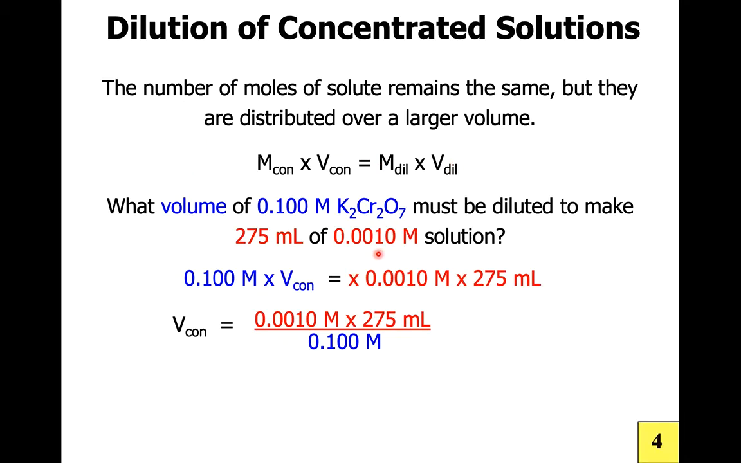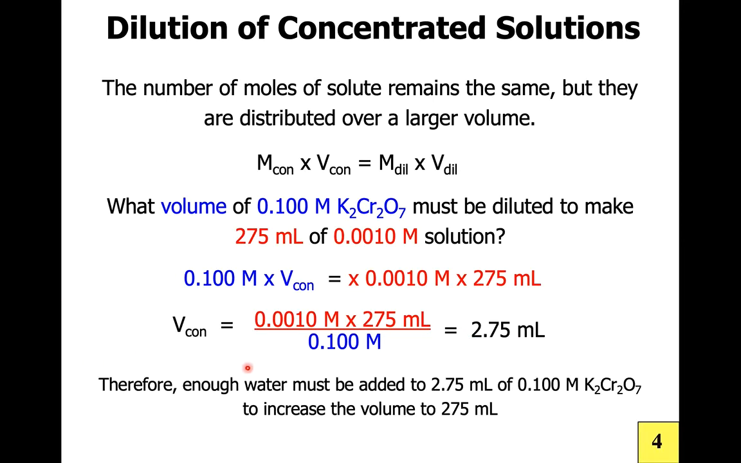So we just take and put our pieces of our problem in here now, and if we cancel our units, molarity and molarity cancels, and we get a volume unit out, 2.75 milliliters. Therefore, enough water must be added to 2.75 milliliters of a 0.100 molar potassium chromate solution to increase the volume to 275. So the concentration dropped 100 times. And so we take this and we increase the volume 100 times to cause that to happen. A 100-fold increase in volume leads to a 100-fold decrease in concentration.